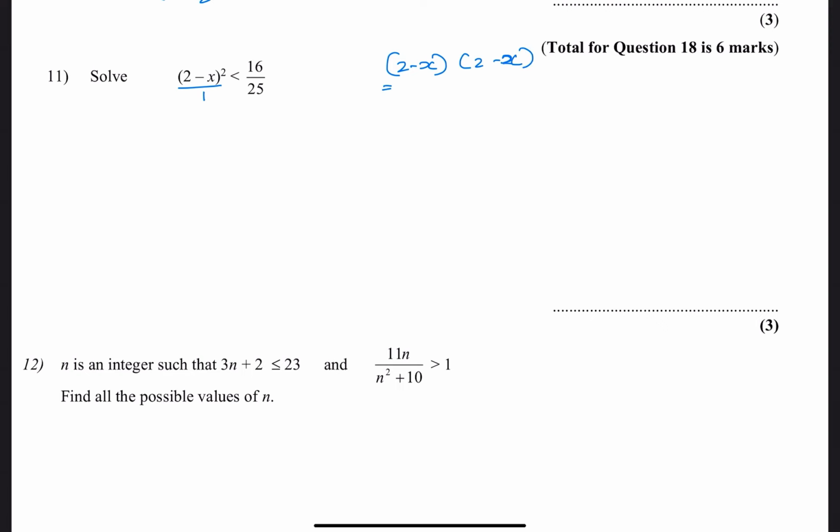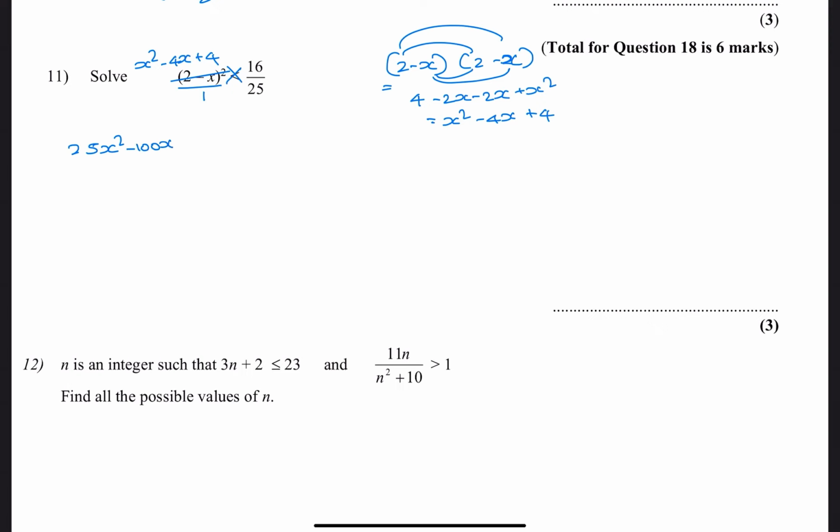Okay, let's expand this. 2 times 2 is 4, minus 2x, minus 2x, minus x times minus x is x squared. So that's x squared minus 4x plus 4. If I cross multiply now, 25 times that, 25x squared minus 4 times 25 is minus 100x, plus 4 times 25 is plus 100.